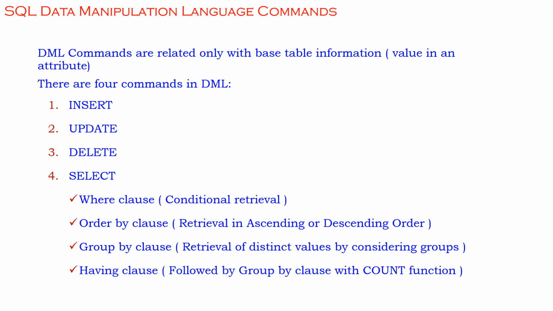you can select and retrieve a particular entry from a table. All these manipulations can be done with the values available in the table. So these types of commands are called data manipulation language commands. Basically we have four commands in DML: insert, update, delete, and select. Select is supported by the where clause, order by clause, group by clause, and having clause. We'll see each type with examples and syntaxes in the next slides.